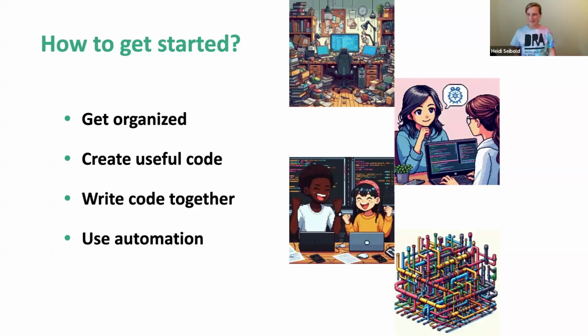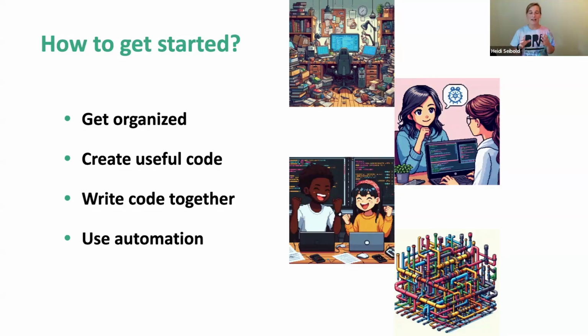All right. We talked a lot about different things you can do to get started with being a better coder for research, moving towards research software engineering. The four topics that we talked about are getting organized, creating useful code for the people that have to work with it later and for yourself, writing code together, and using automation.